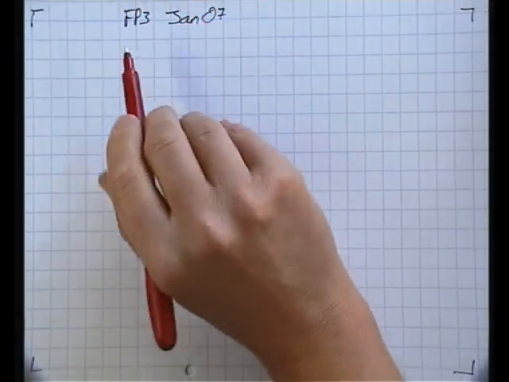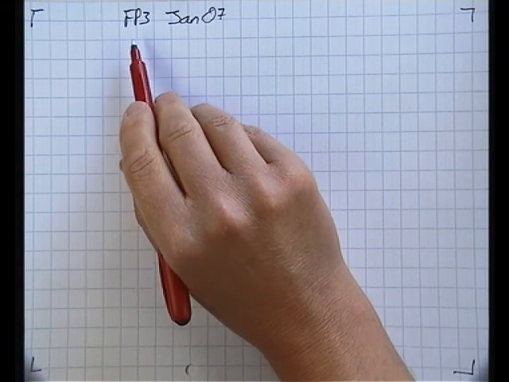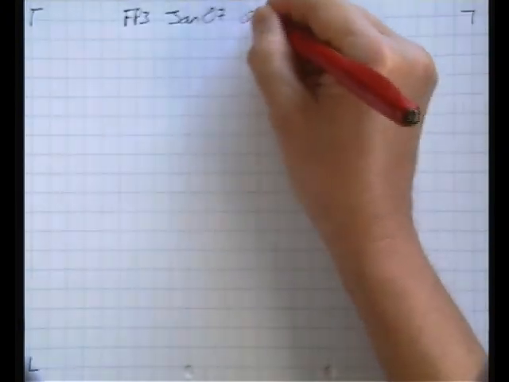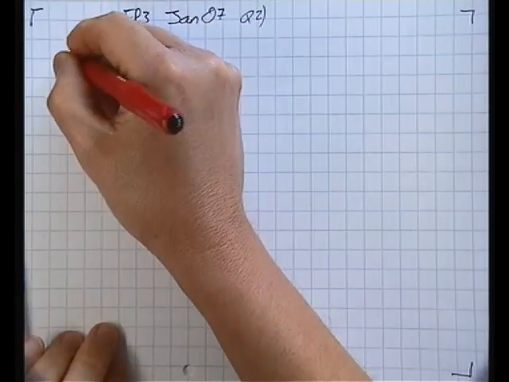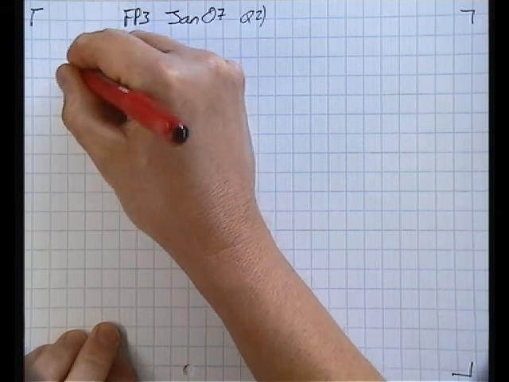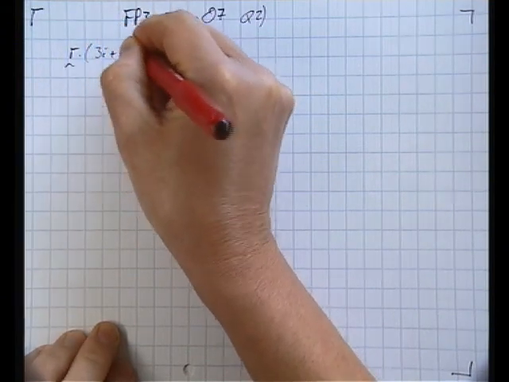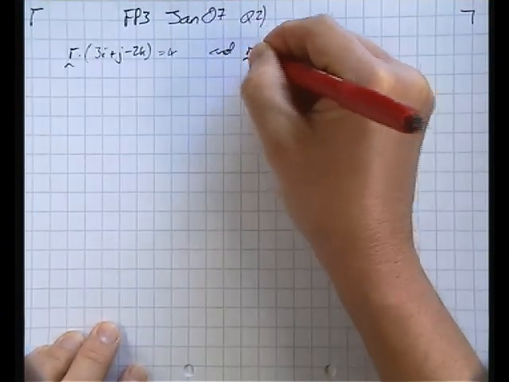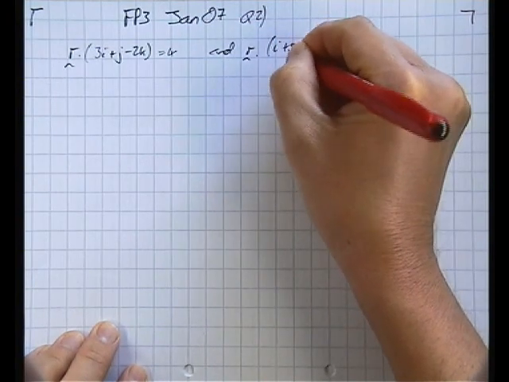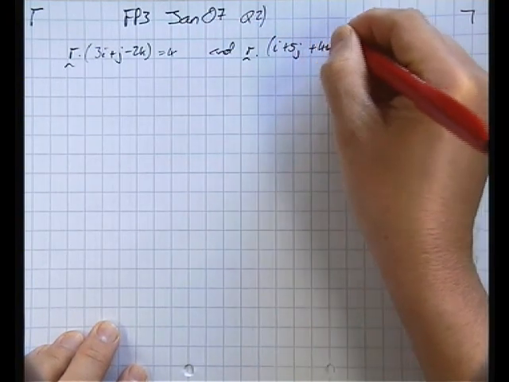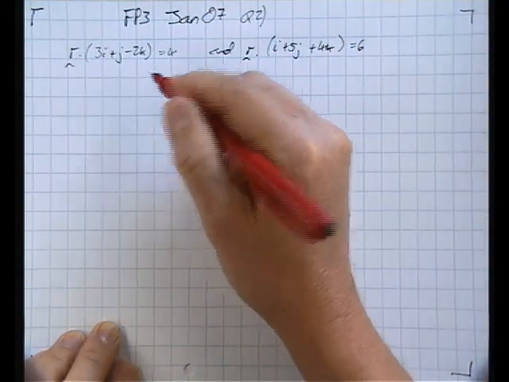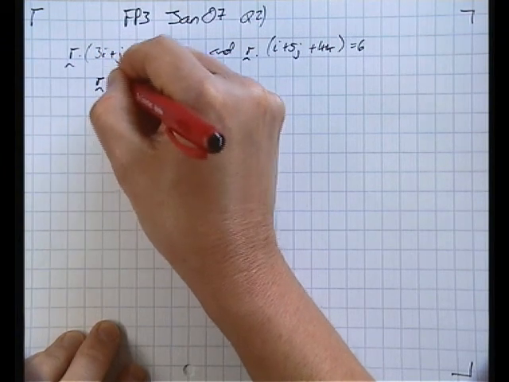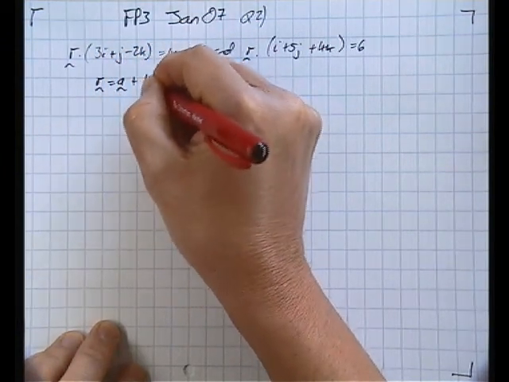This is a video of the solution to OCR FP3 January 2007 question 2, which asks us to take two planes, r dot (3i + j - 2k) = 4 and r dot (i + 5j + 4k) = 6. It wants us to find the line of intersection of the two planes and give our answer in the form r = a + tb.